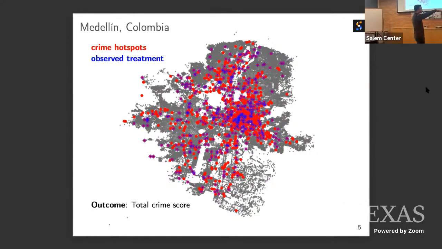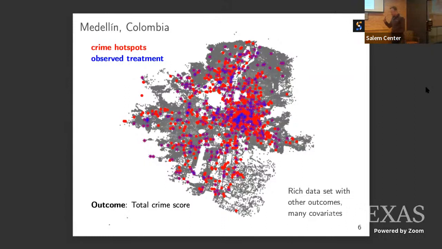Okay, so the outcome we're going to be focusing on for this talk is something I call total crime score. This total crime score is like a crime index. It's basically a weighted average of all the different types of crime that were happening, murders, all the way down to petty thefts, and it was weighted by roughly the jail sentence. Okay, so that's how they built this crime score. But I just want to note that this is actually a really interesting data set with a lot of other variables and outcomes.